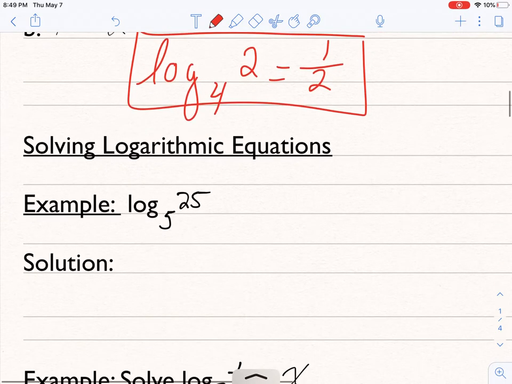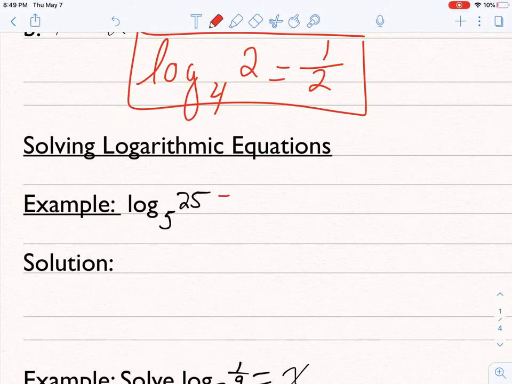So now we're going to talk about solving logarithm equations. And again, I'm just going to scratch the surface on this. Lord knows it can get a lot harder, and it will. Not this year, obviously, because this is our last lesson. But it will, and you guys will make it through, but this will help you at least get started in it. So I've got log base 5 of 25, and we need to solve it.